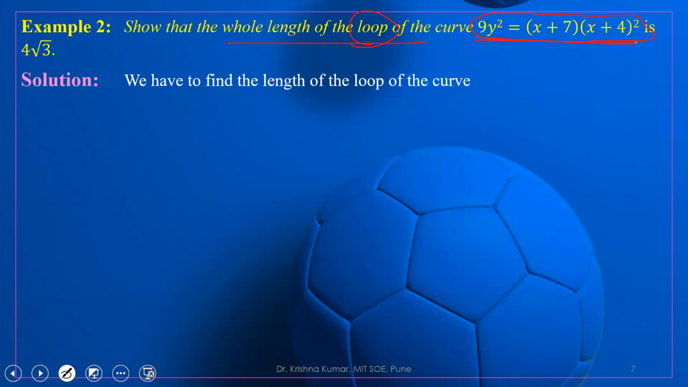where is the loop, because if we see the given curve, we are not able to see where the loop is. Suppose we have given a circle, x square plus y square equal to a square, then it is very simple to trace that it is a circle, and we can draw the circle. But now if we have given such a type of curve, then we have to first trace that curve, find where the loop is, and then find the whole length of the loop. So just look here.